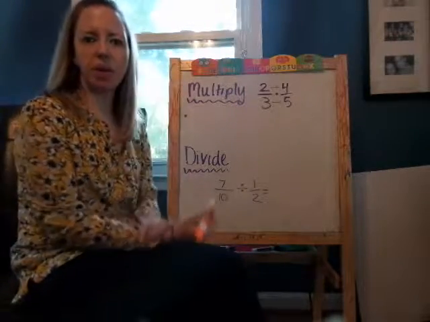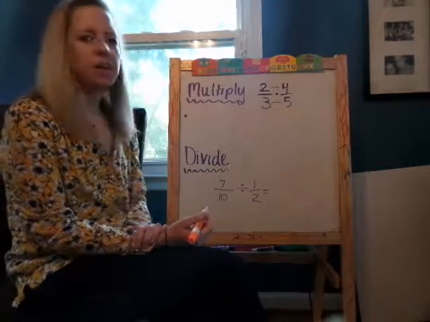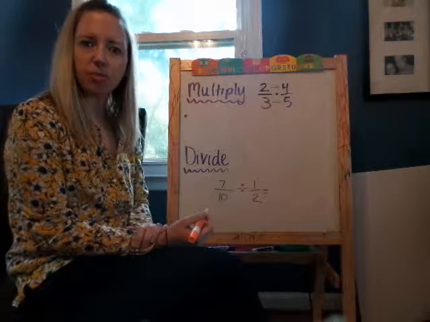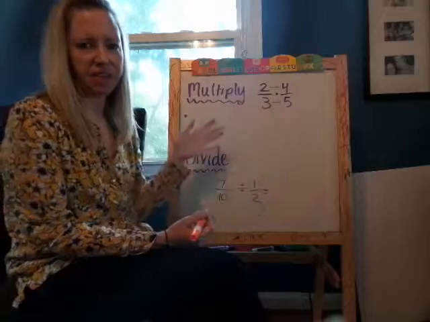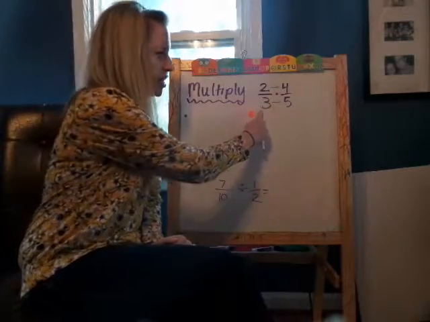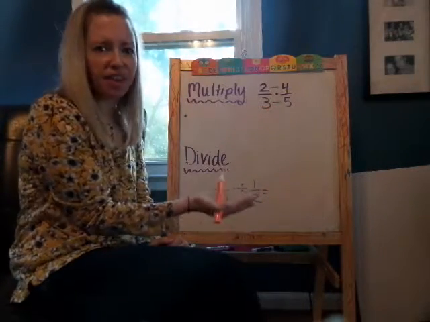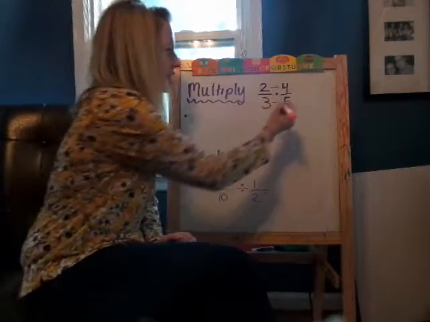Alright, today we're going to talk about multiplying and dividing fractions. Multiplying and dividing fractions is a little bit easier than adding and subtracting when you start because you don't have to find a common denominator. Our denominators here are 3 and 5. They are not the same, but that's okay when you're multiplying and dividing.